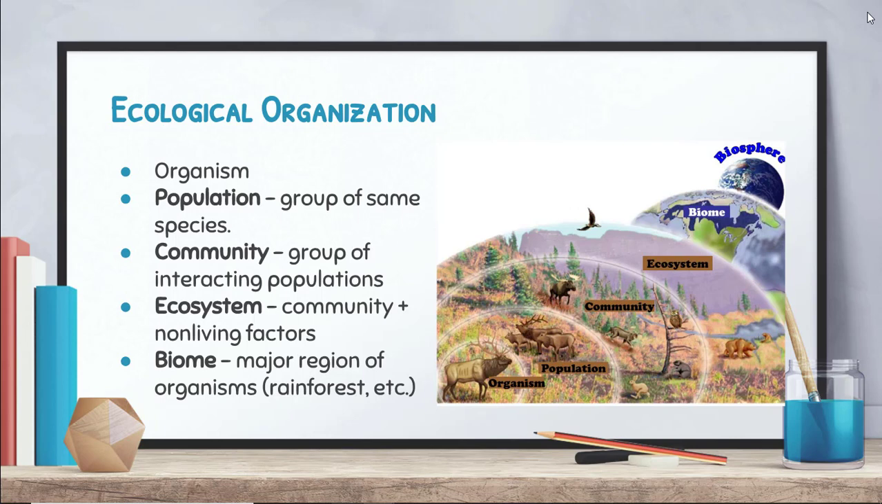We also have an ecosystem, which is the community plus the non-living factors, so things like mountains and soil type and water resources are all part of the ecosystem. And specific different ecosystems make up biomes, so those are major regions of organisms like the rainforest and the desert and the tundra and temperate forests and things like that. And all of those different biomes make up the biosphere. If we break that word down, bio means life and sphere refers to the earth, so the living sphere, the living earth, is the biosphere.